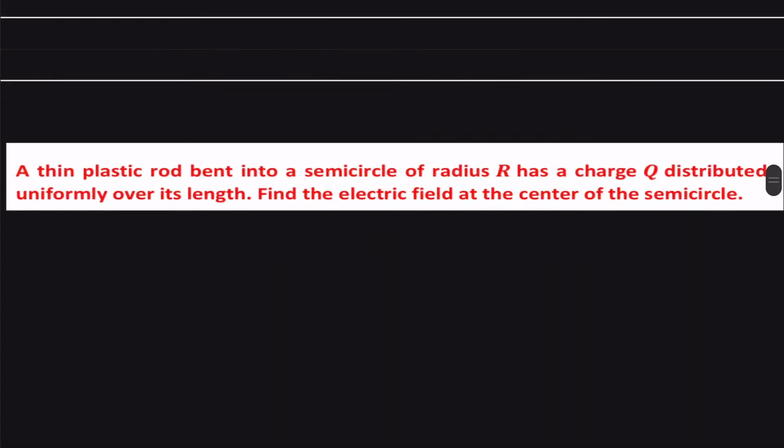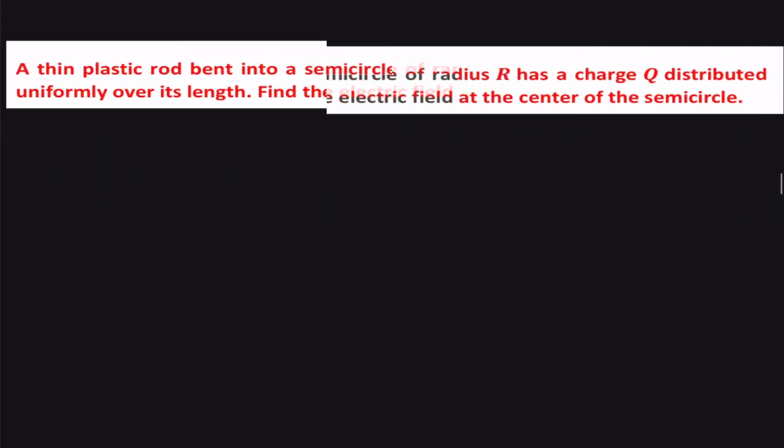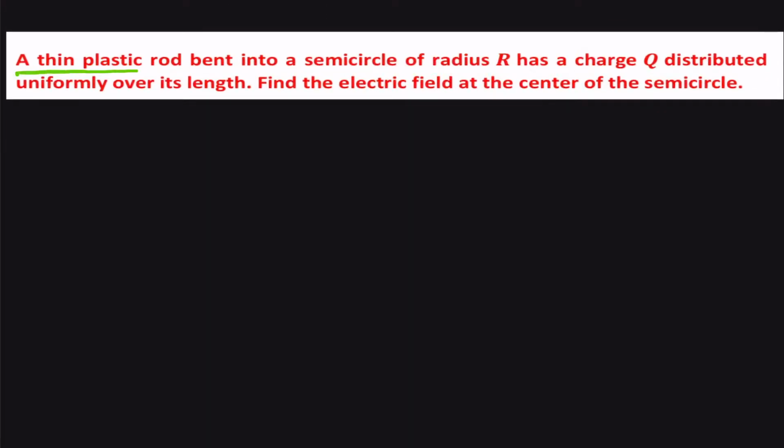Next question. It is given that a thin plastic rod bent into a semicircle of radius r has a charge q distributed uniformly over its length. Find the electric field at the center of the semicircle. This question is comparatively quite easy.